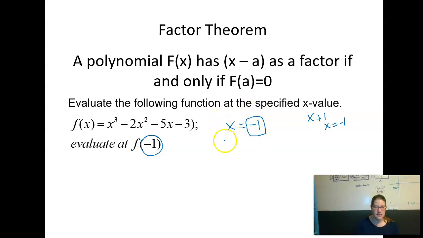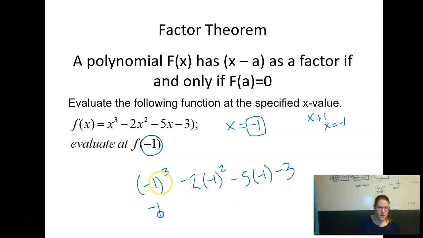So I think on your worksheet, it's going to say x equals negative 1. But another way to say that is f evaluated at negative 1, which just means replace x with negative 1. So let's go ahead and do this. This would be negative 1 cubed minus 2 times negative 1 squared minus 5 times negative 1 minus 3. So this would be negative 1 because negative 1 multiplied together 3 times comes out to negative 1. Remember, square here first, so that would be a positive 1 times a negative 2. And negative 5 times negative 1 will make that a plus 5 and a minus 3. So I have negative 3 plus 5 minus 3, which equals negative 1.